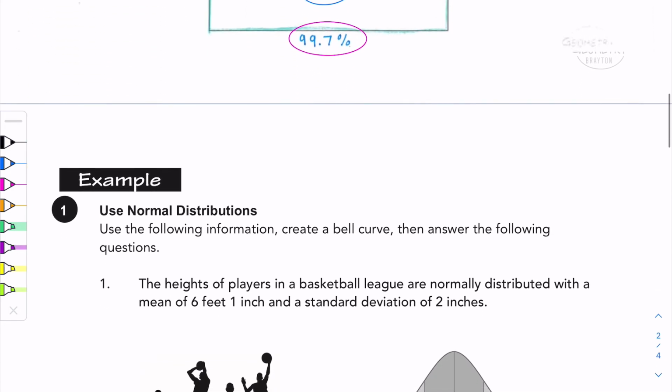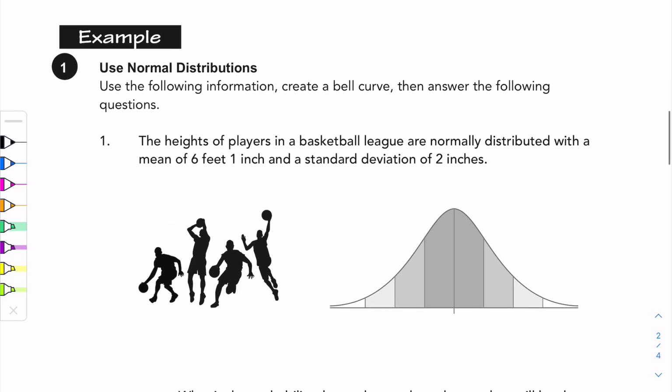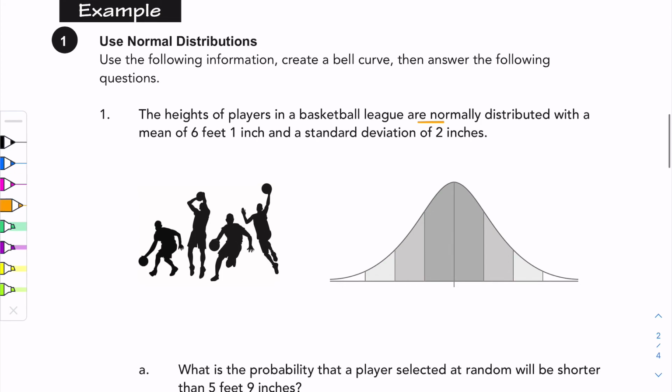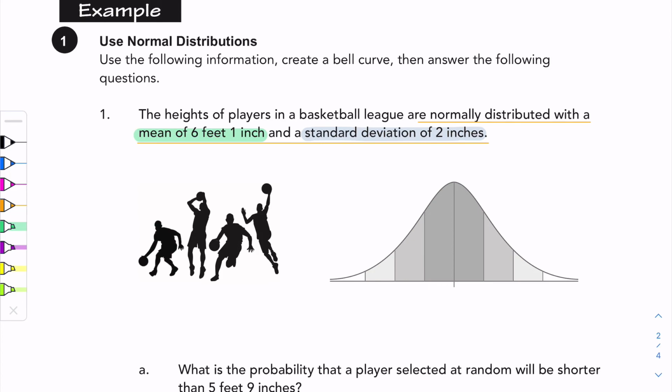Okay, let's take a look at our first example so we can apply what I was just talking about, in case you're just sitting there thinking I have no idea. This problem talks about the heights of basketball players. The heights of players in a basketball league are normally distributed with a mean of 6 feet 1 inch and a standard deviation of 2 inches. The important information is that the mean is 6 feet 1 inch, and the standard deviation is 2 inches.